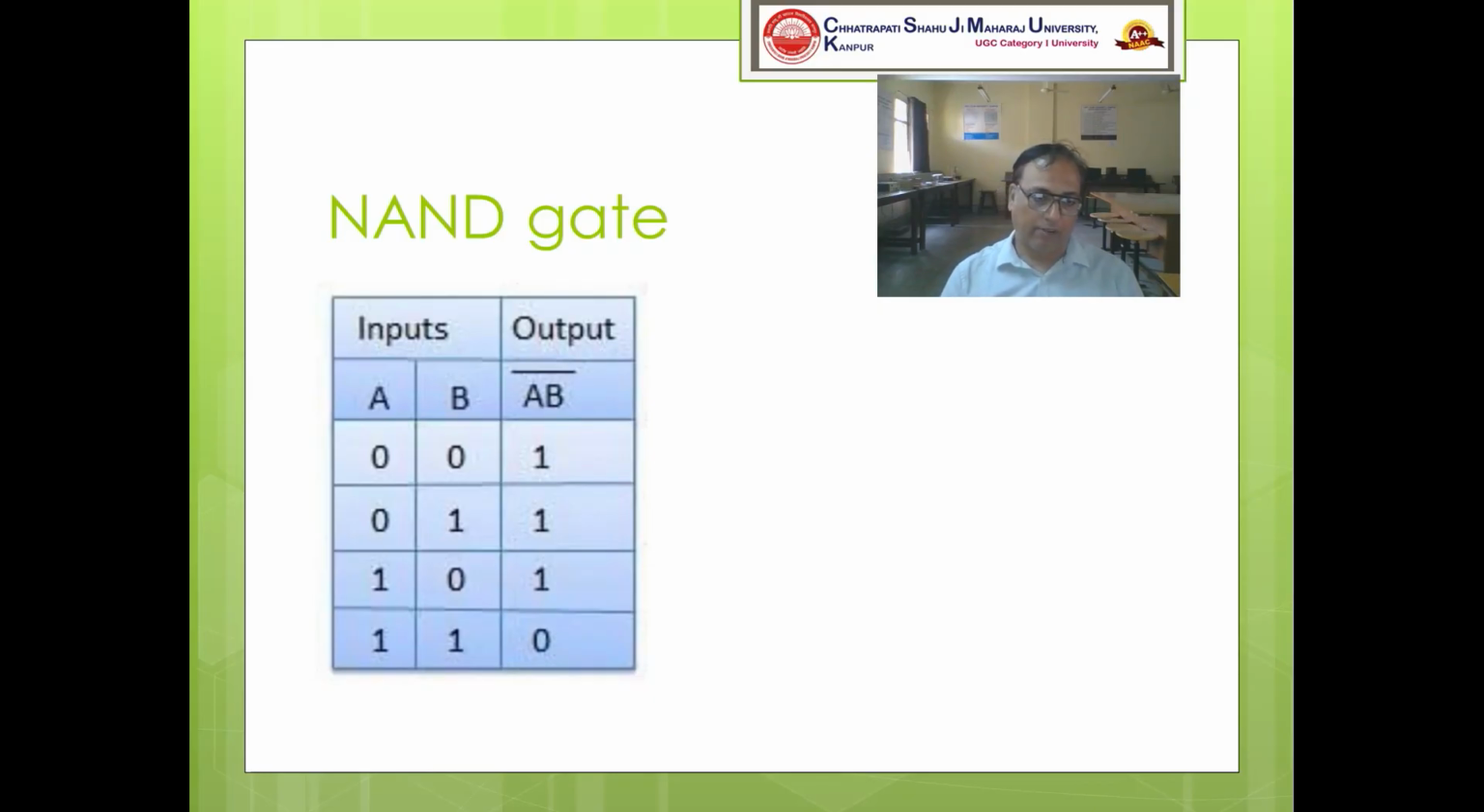Again, if a is 0 and b is 1, the dot product will be 0 and the inverted dot product will be 1. If a is 1 and b is 0, again the AND output will be 0, and if it is inverted, you will get 1. When both the inputs are 1, the output will be 1 for AND, and if it is inverted, you will get 0. So this is how the NAND gate is explained using this table.